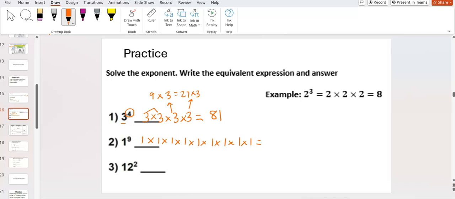So 1 times 1 times 1 times 1 times 1 times 1 times 1 times 1, 9 times, is 1, not 9. If you said 9, then what you did was either you multiplied the base and the exponent, which we're not supposed to do, or you added. Okay. And then the last one, I'm going to have 2 12s, and 12 times 12 is 144. Easy peasy.